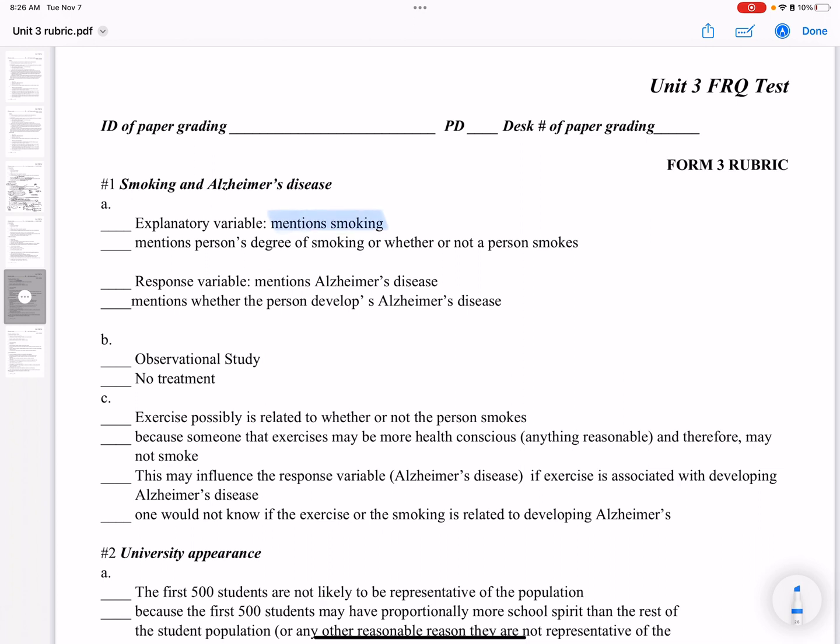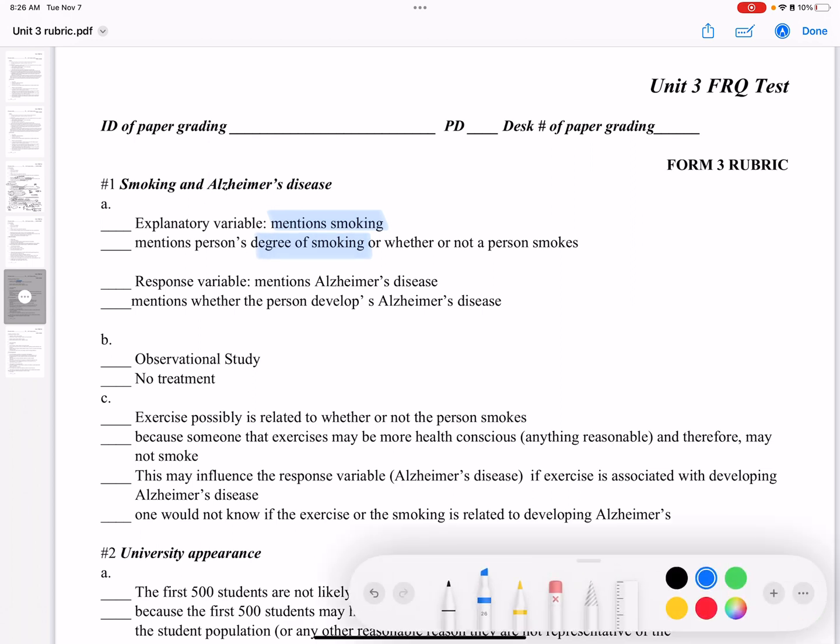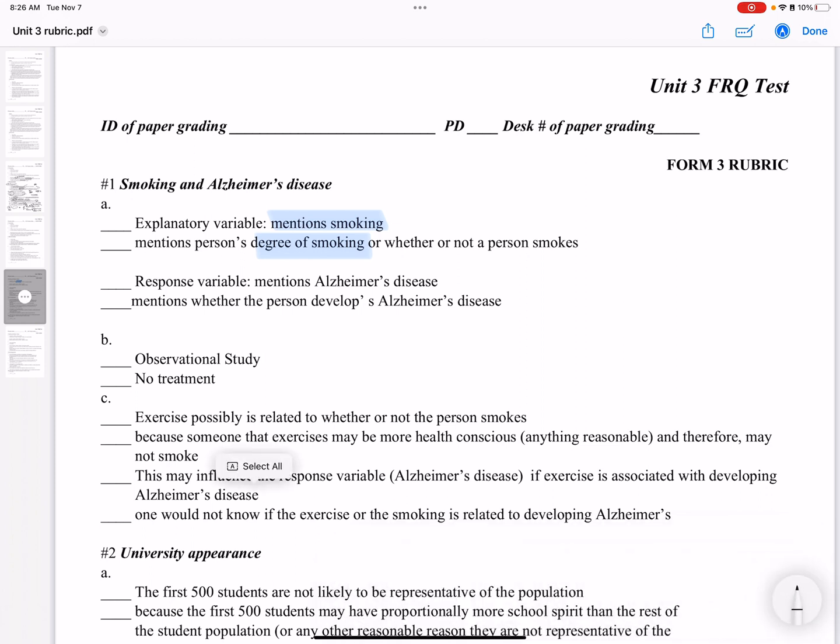That's one point, if they mention smoking. But then they have to mention the degree of smoking. They can't just say smoking. That's not enough. Because of what it's measuring, let's read this very carefully. It says that the article reported a study that tracked the histories of men and women for 23 years. The article said that for those who smoked at least 2 packs of cigarettes a day, the risk of developing Alzheimer's was 2.57 times the risk of those who did not smoke at all.